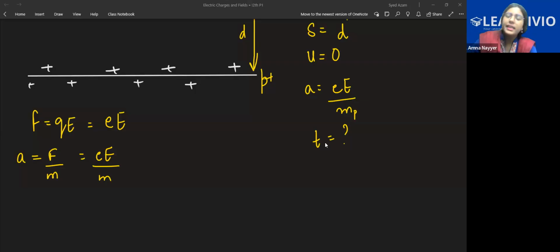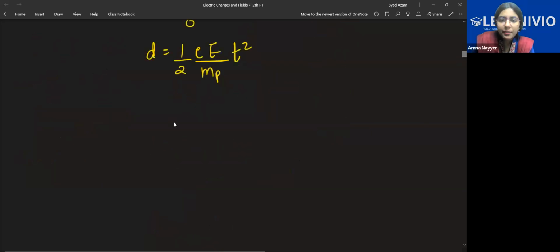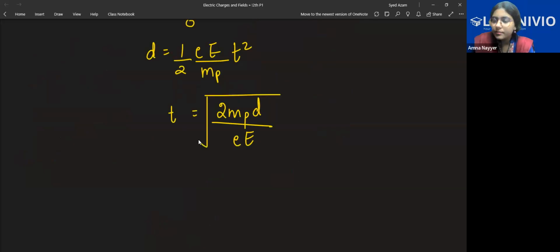ut plus half at square. Yes, Zainab, right. ut plus half at square. So we have to use s is equal to ut plus half at square. Now see, initial speed is 0, so this will be 0. So distance is d, half, acceleration is eE by mass of proton into t square. So what is t from here? Look class, time period will be root of 2mp into d divided by e into capital E. So this is the equation for the time period of the proton.